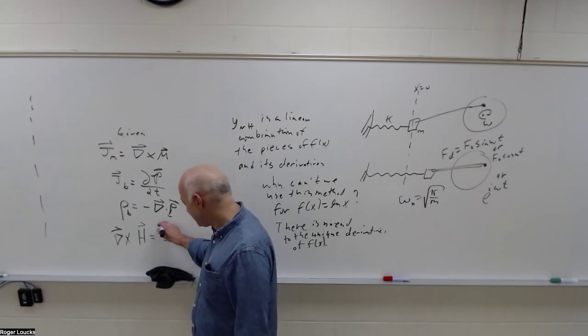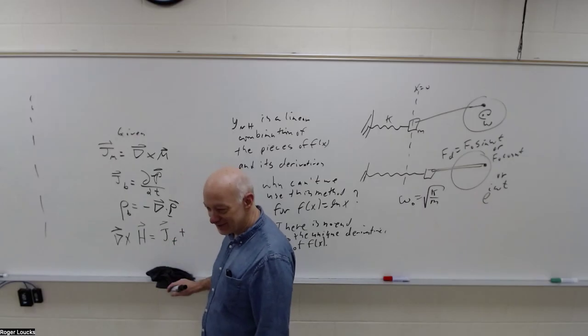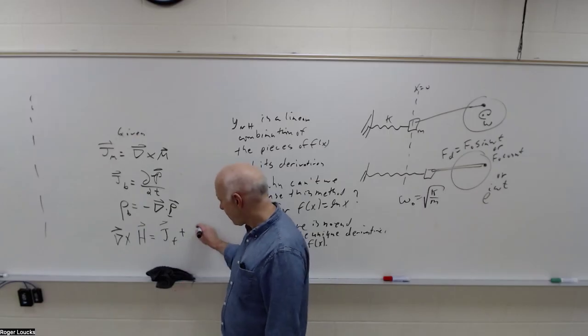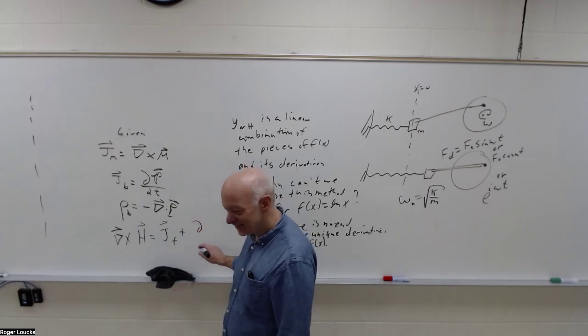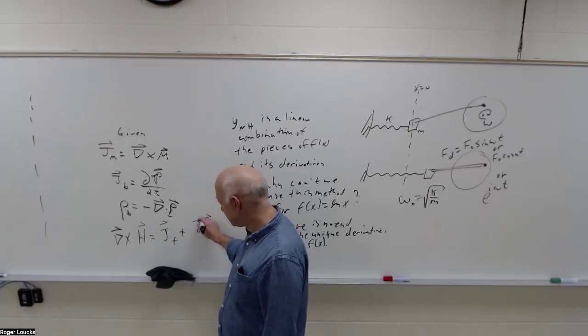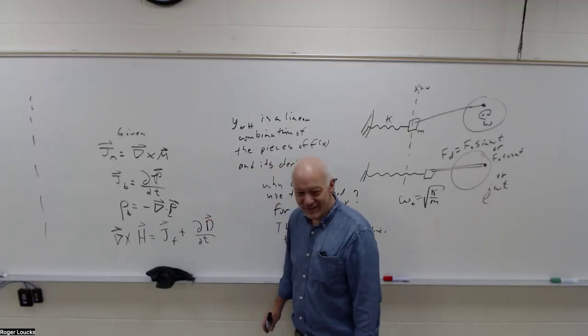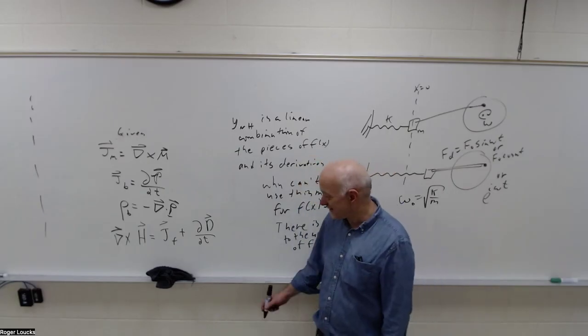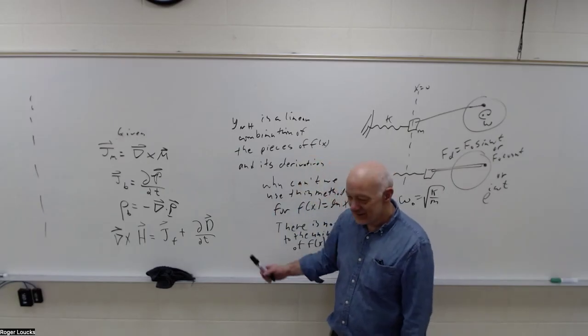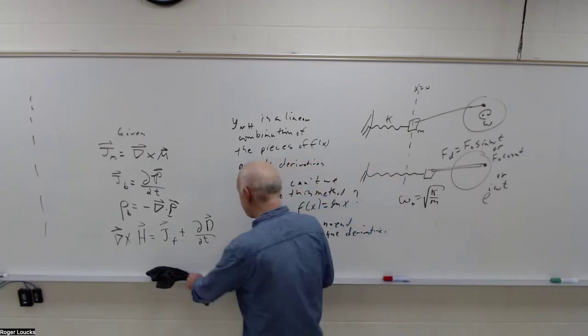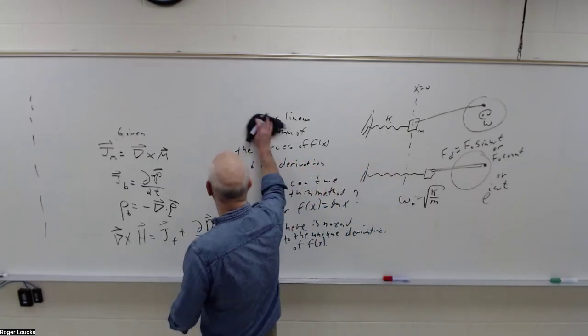J free plus mu epsilon partial E, partial of D with respect to t. Good. Excellent. Still ready for the point. That makes sense? Are we lost? Okay.